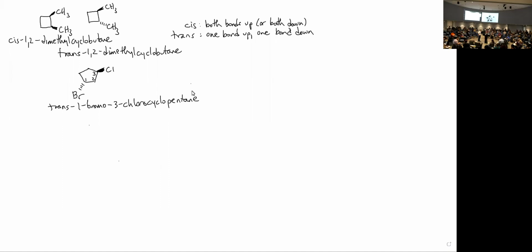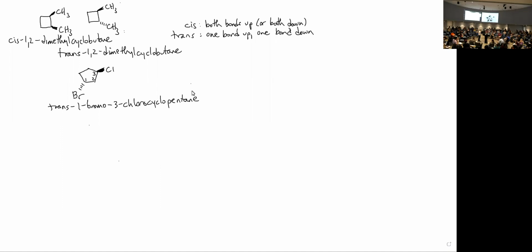Now, there is another issue on top of this, which is technically there's two different trans compounds, because you see, going back to the dimethylcyclobutane, you see how the top one is up and the bottom one is down. We could also have made the top one down and the bottom one up. And in a couple of chapters, we're going to learn those two compounds are called enantiomers. So I don't think we need to worry about that yet.